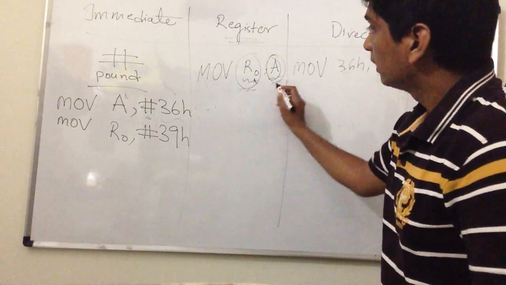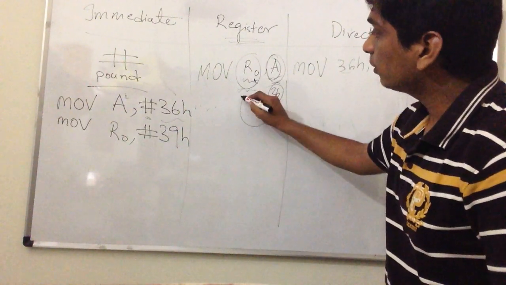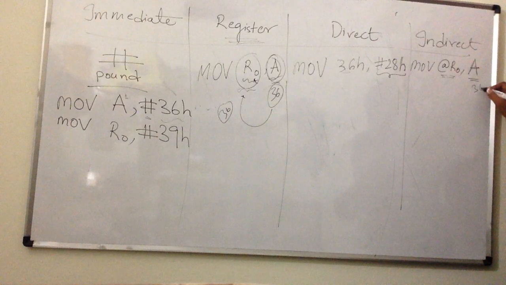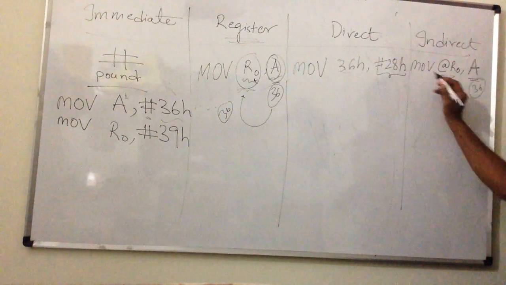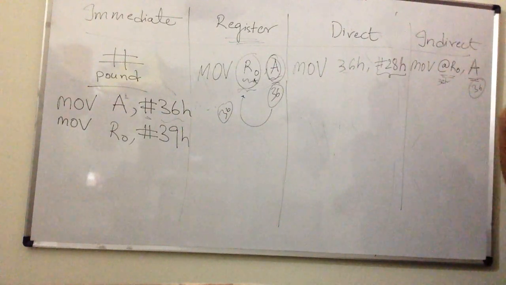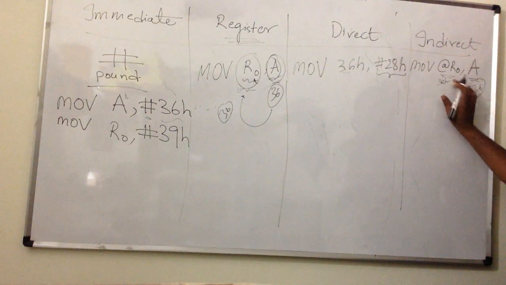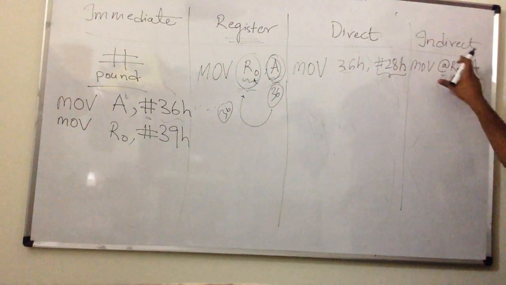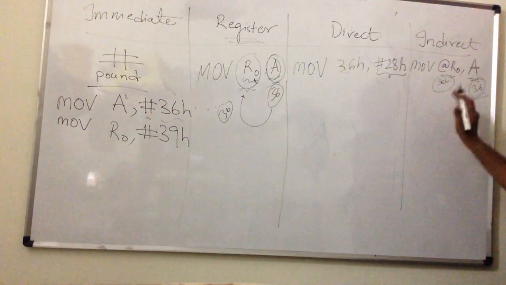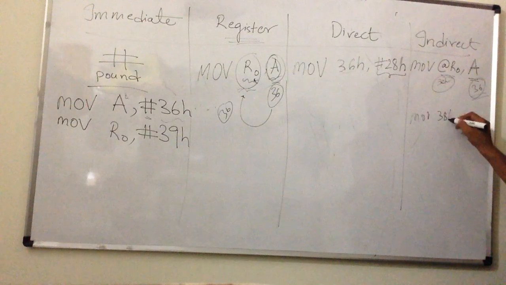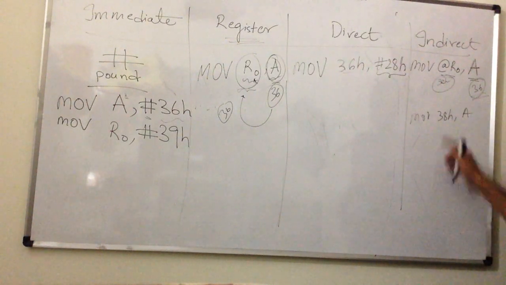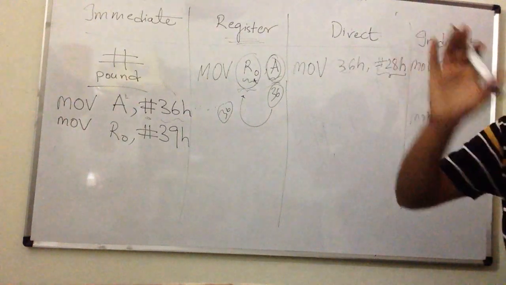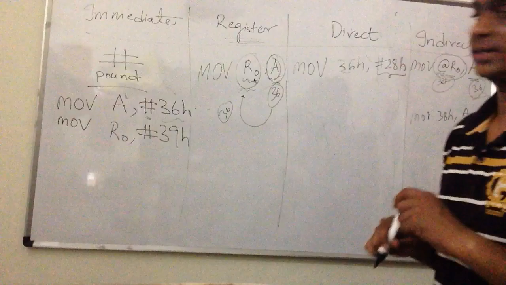In direct addressing mode, A has the number 36, and 36 is transferred into R0. That is direct addressing mode. In indirect addressing mode, A has 36, and R0 holds an address called 38H. This is the memory location stored in R0. Then where will this 36 be stored? It won't be stored in R0. It will be stored in 38H. So this is the same as writing move 38H, comma A. You are moving to @R0, and the address present in R0 is the destination. That is indirect addressing mode.